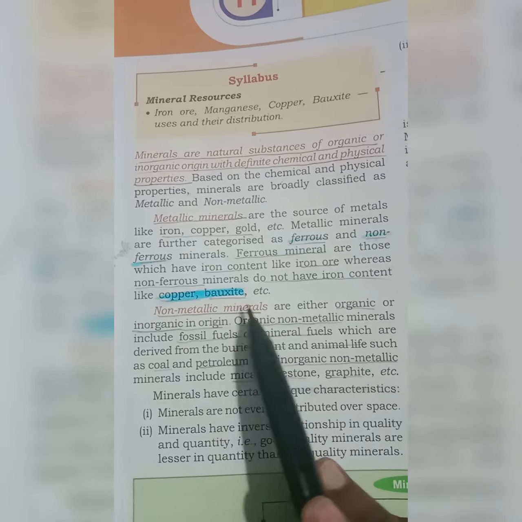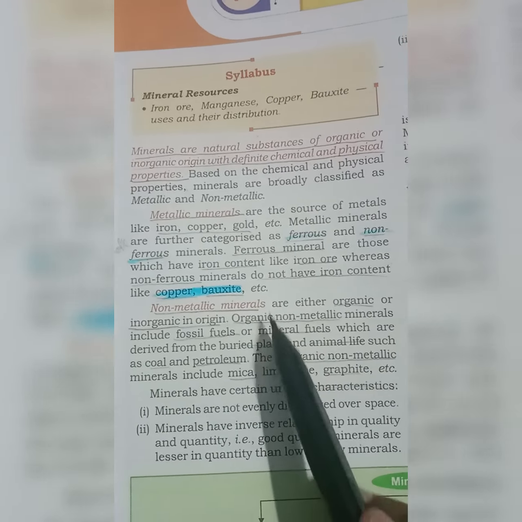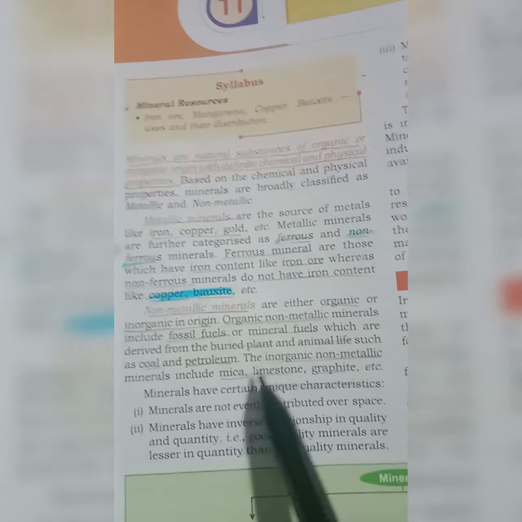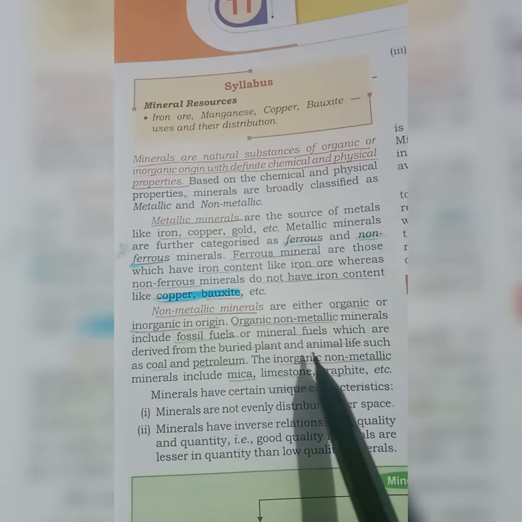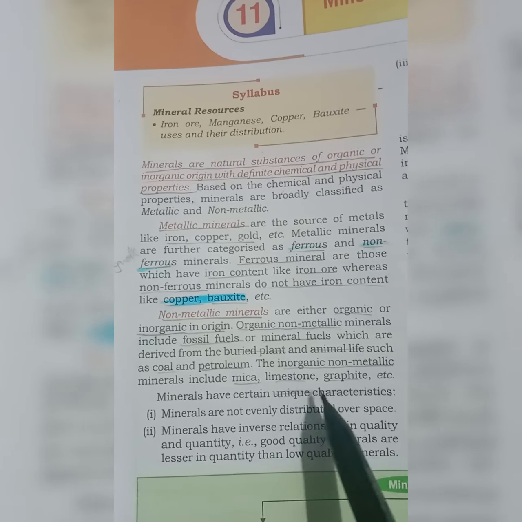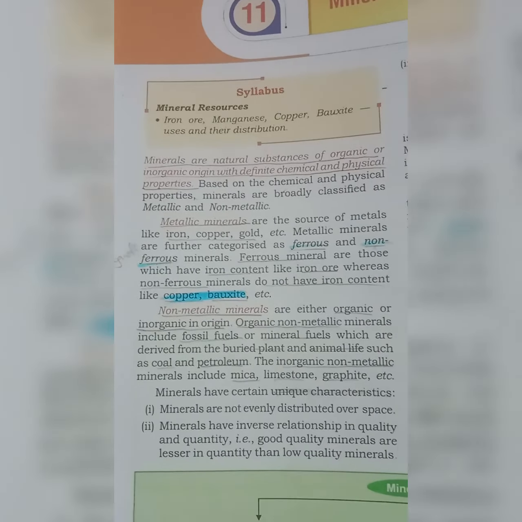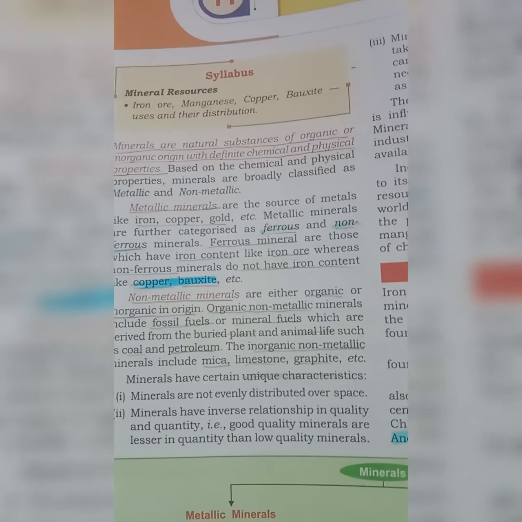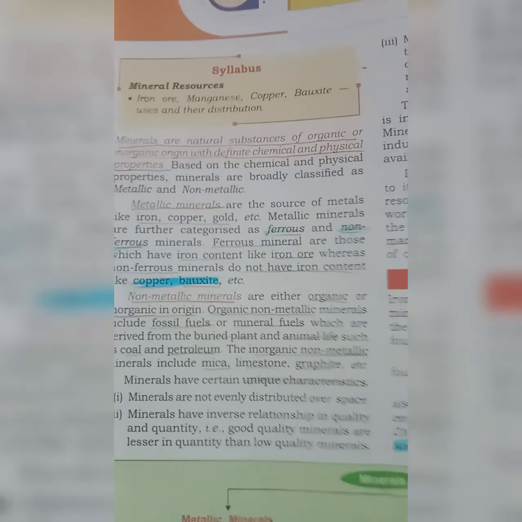Then non-metallic minerals are classified into organic and inorganic non-metals. Organic non-metallic minerals include fossil fuels or mineral fuels, which are derived from buried plants and animals. Inorganic non-metals, such as mica, limestone and graphite, are not derived from living organisms.